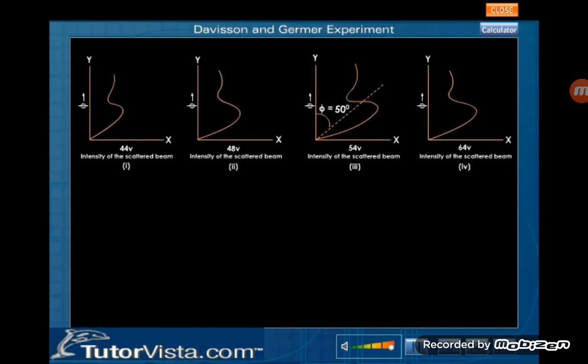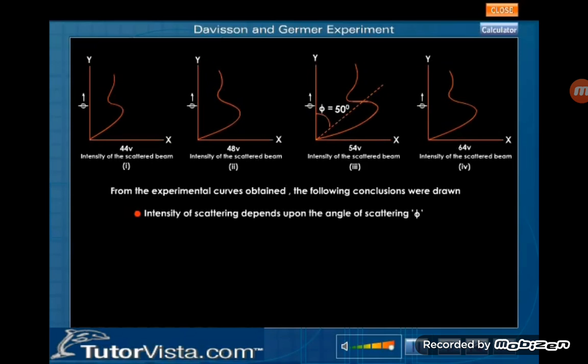Davisson and Germer plotted a graph taking the angle between the incident and scattered direction of the electron beam, phi, along the y-axis and the intensity of the scattered beam at different values of accelerating potentials along the x-axis. The nature of the graph is shown here. From the experimental curves obtained, the following conclusions were drawn.